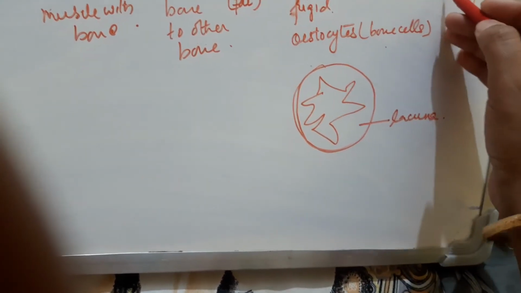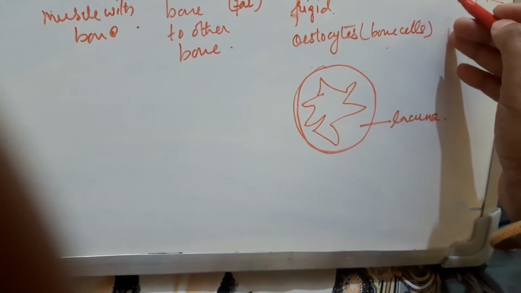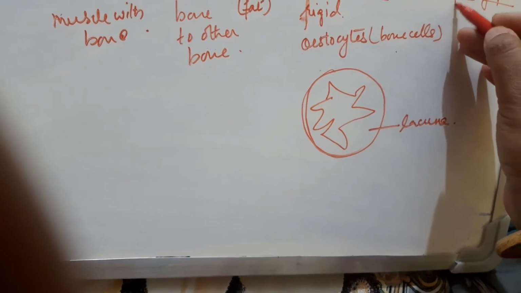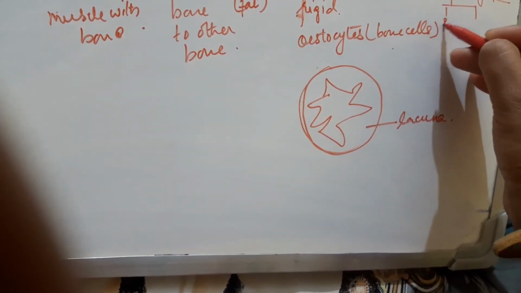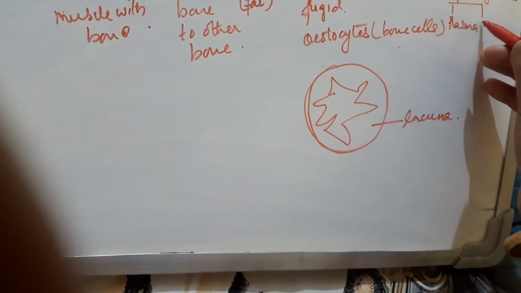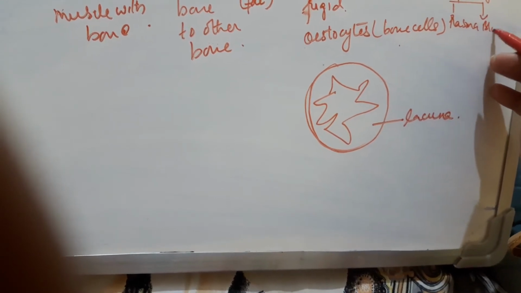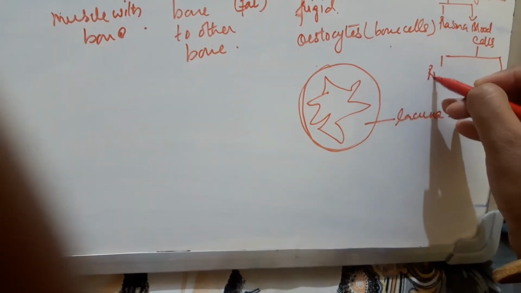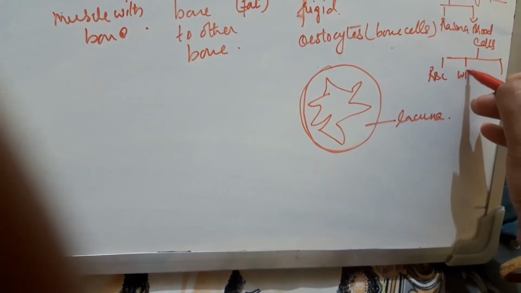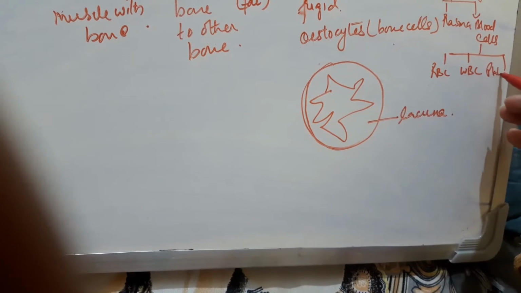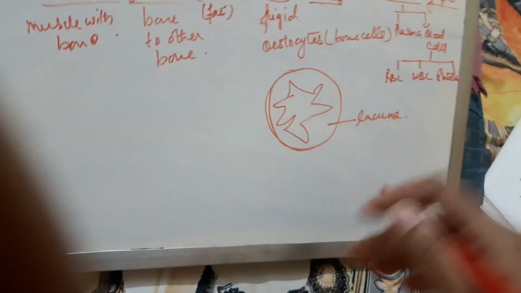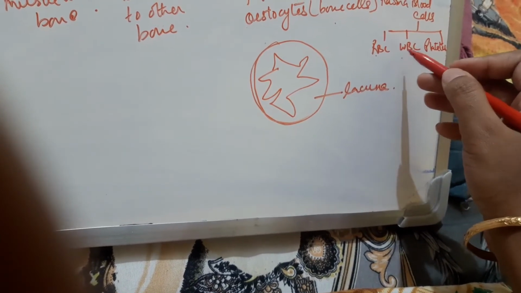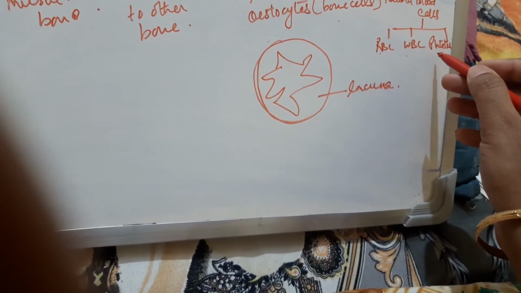Then we come to blood. This is the fluid connective tissue. Blood is made up of two parts. One is the plasma and the other is the blood cells. Among these blood cells, we have RBCs, red blood cells, WBCs and platelets, that is, erythrocytes, leukocytes and thrombocytes.